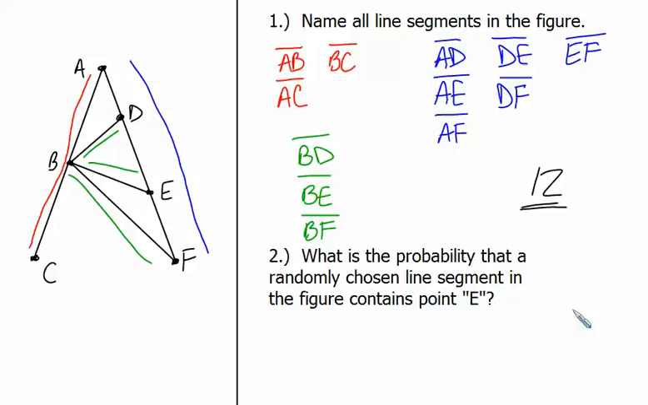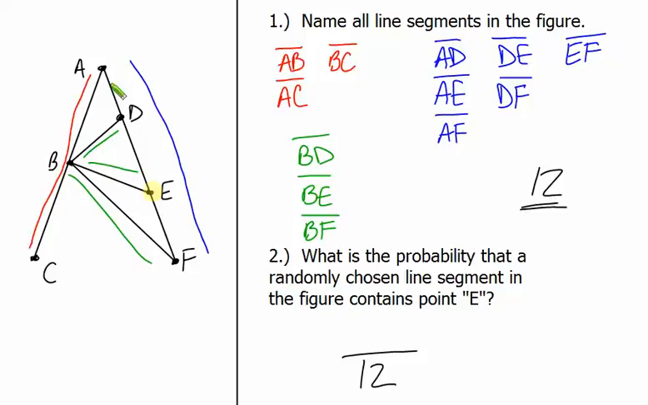What is the probability that a randomly chosen line segment in the picture contains point E? Well, probability is a fraction, and there are 12 total line segments. So we will put the 12 in the denominator. Now be careful on this. Containing point E. Which line segments contain point E?